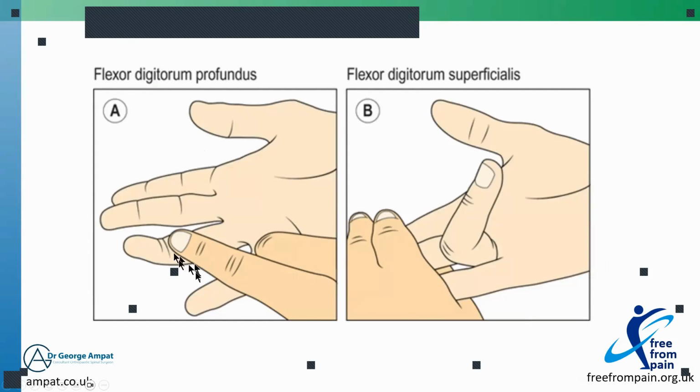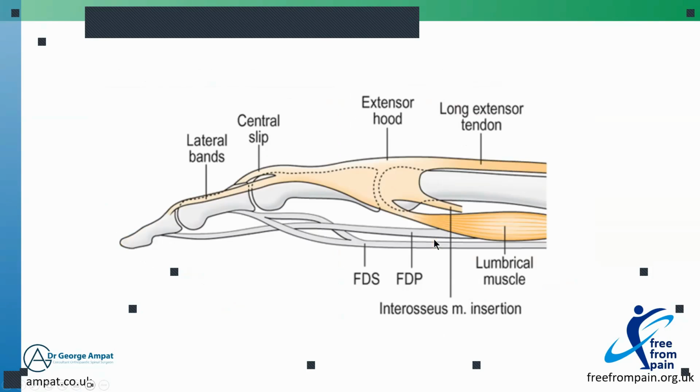This is the way you test the flexor digitorum profundus. You stabilize the middle phalanx and ask the patient to flex the distal phalanx. If they're able to do that, then the flexor digitorum profundus is intact. Whereas to test the superficialis, they need to be able to flex the proximal interphalangeal joint. You have to prevent the other fingers from flexing, because you have to negate the effect of the flexor digitorum profundus, so you keep the other fingers straight. Here only the flexor digitorum superficialis is working.